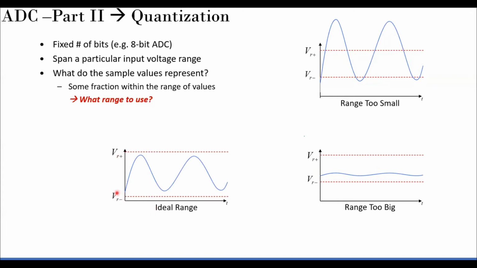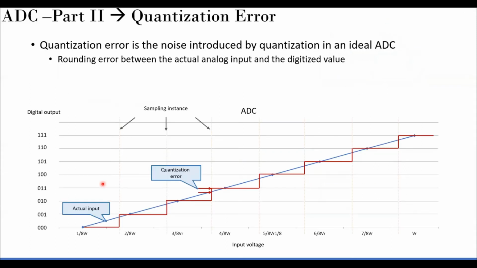Now a good fit is VR minus to VR plus as the span, and then you divide this range into 2 raised to 8 levels, for example. In this case, no problem. So the range is a very, very important aspect. The span of the ADC when you choose it is a very important aspect.